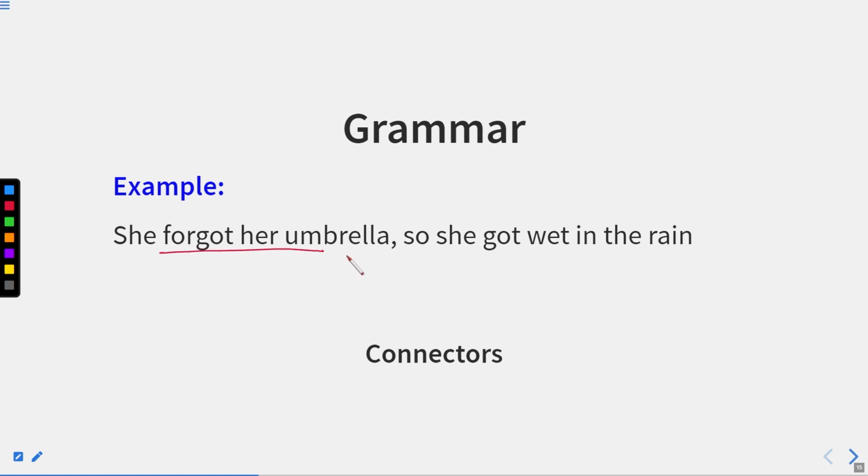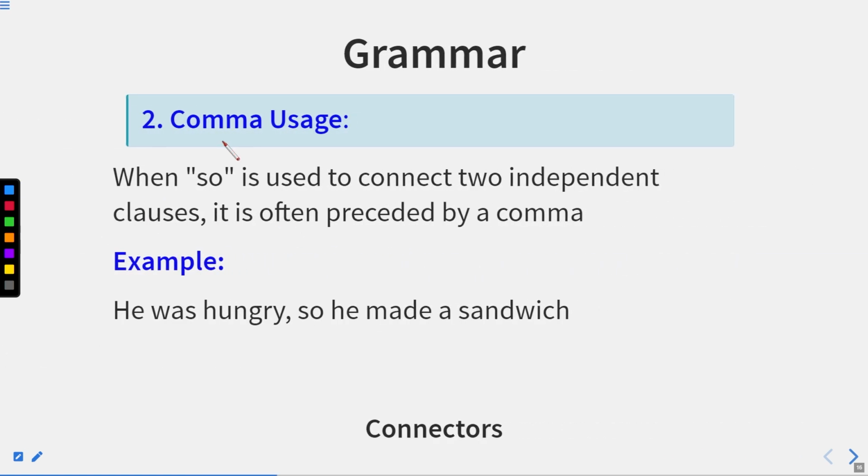she forgot her umbrella, so she got wet in the rain. So this is the result, and this was the cause or the reason. Now, comma usage. When so is used to connect two independent clauses, it is often preceded by a comma. So this is just a basic punctuation mark.